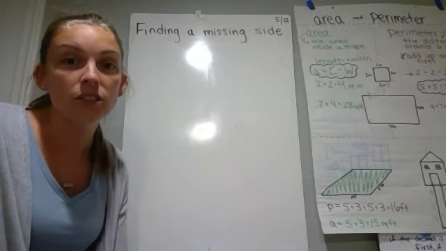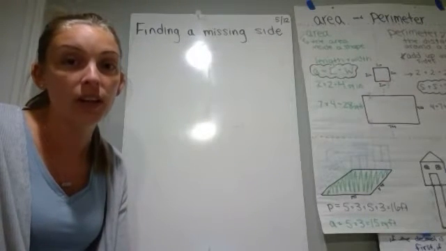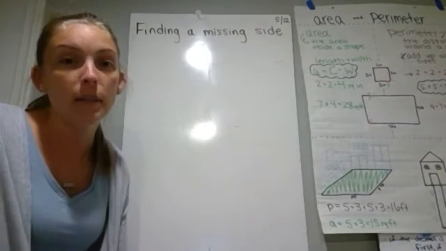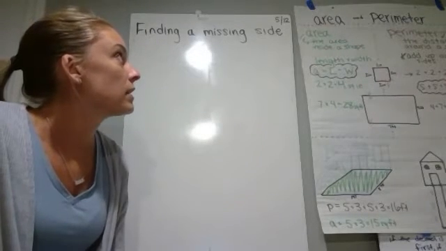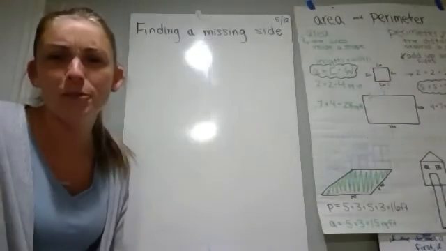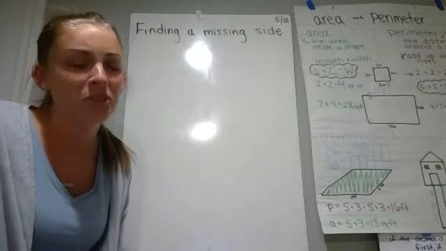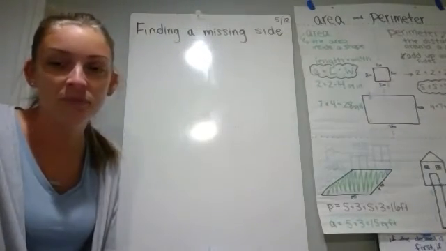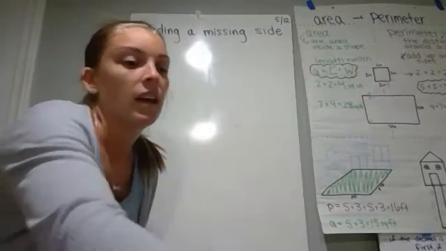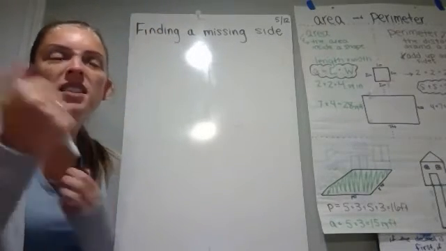The first thing you need to do is open up a fresh new page in your notebook and title it Finding a Missing Side. The date is probably 5/12, but if I'm wrong, you can go ahead and put the correct date. And we're going to do a simple warm-up today.